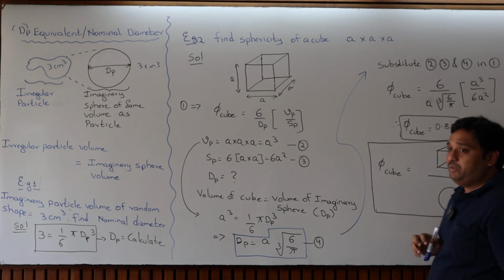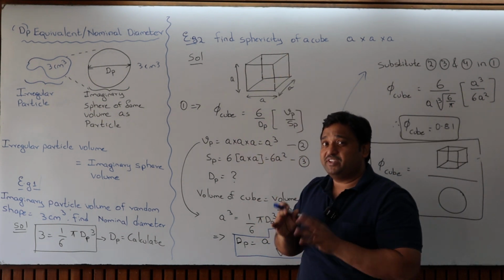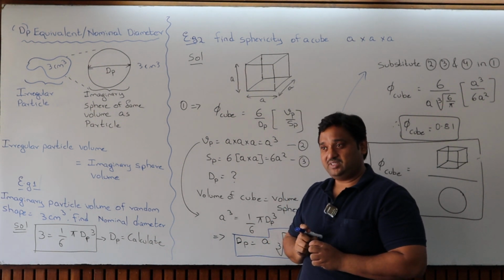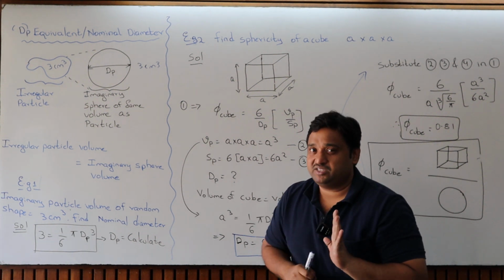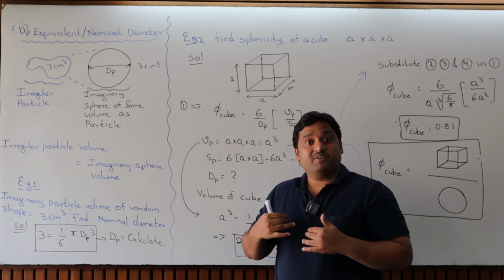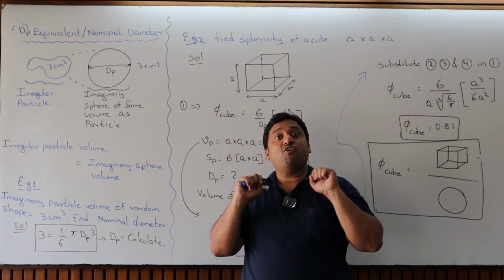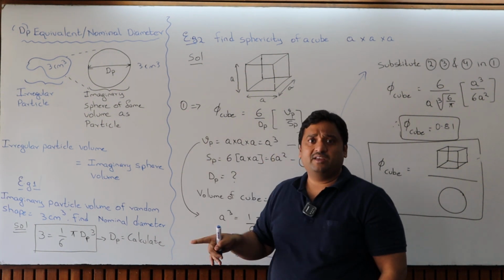What does this mean? That means the shape of this cube, when compared to that of a sphere, matches only 81%. That means the shape looks like a sphere only up to 81%. That's the takeaway from this example. Similarly, you can calculate the sphericity of a rectangle, or a triangle, in a similar way.